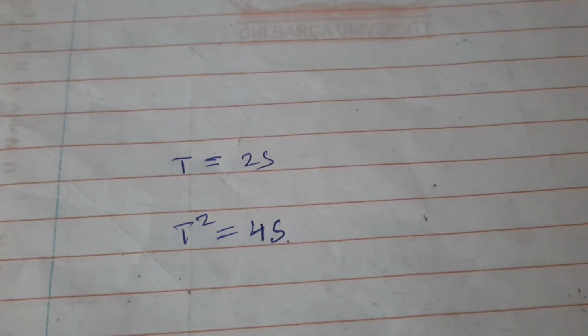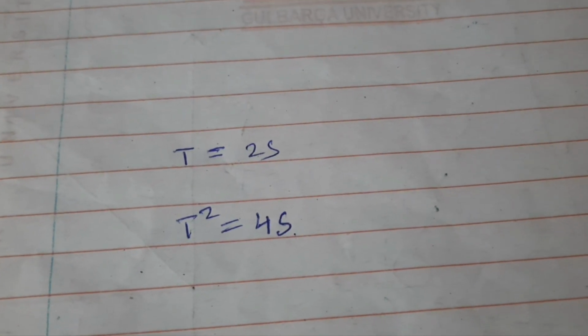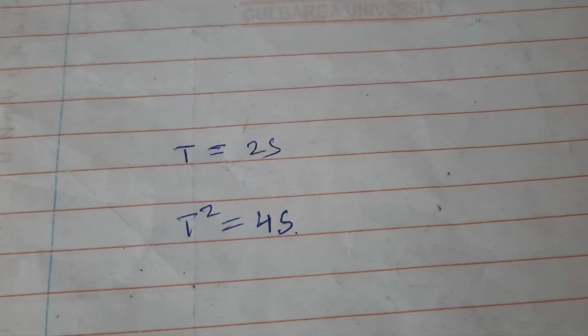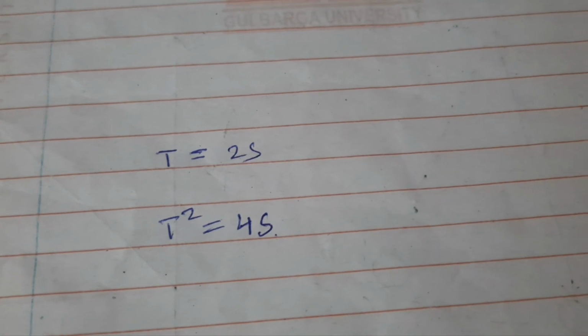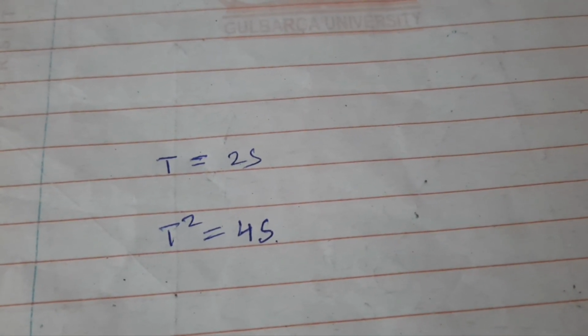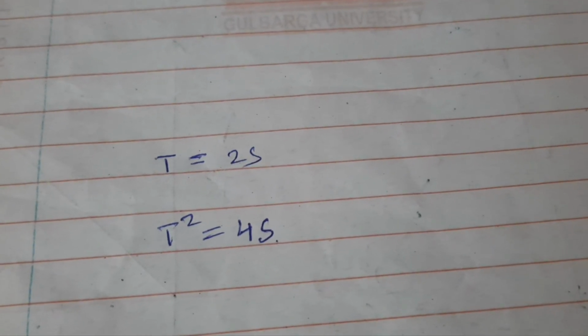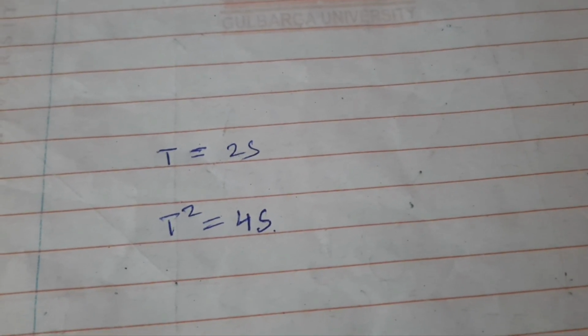Before plotting the graph, you should know the seconds pendulum, because as we know, for one complete oscillation, a seconds pendulum will take 2 seconds. So T is equal to 2 seconds. So T square means how much? 4 seconds, because we are plotting the L versus T square graph.